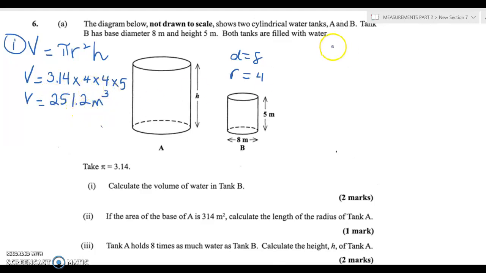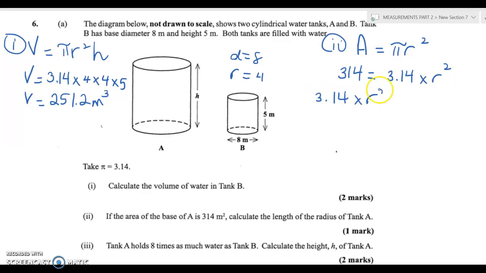And now we're going to look at part 2. Part 2: the area of the base of A, remember it's a circle, so the area of the circle is pi r squared. The area of the base is 314 meters squared. Calculate the length of the radius. We know pi is 3.14 times r squared. 3.14 times r squared is equal to 314. So r squared is equal to 314 divided by 3.14.